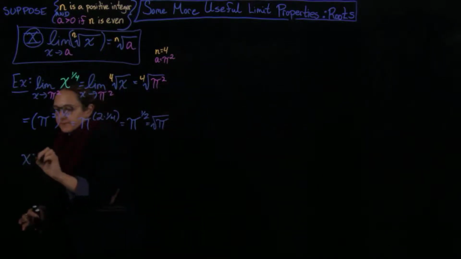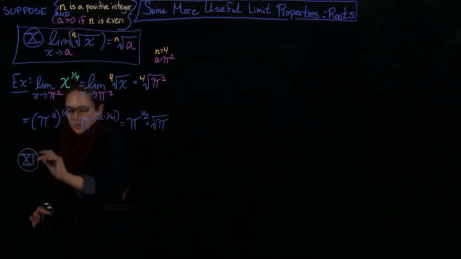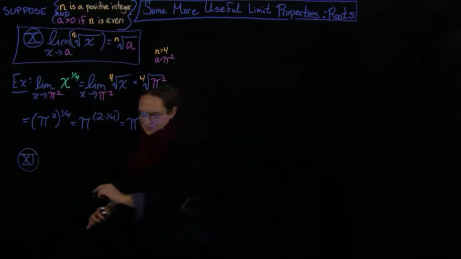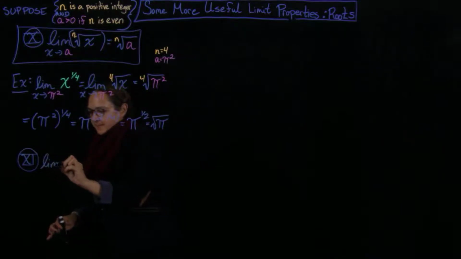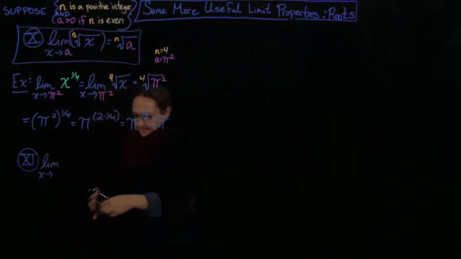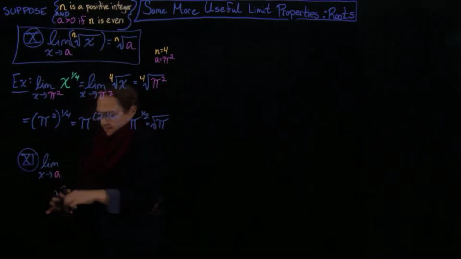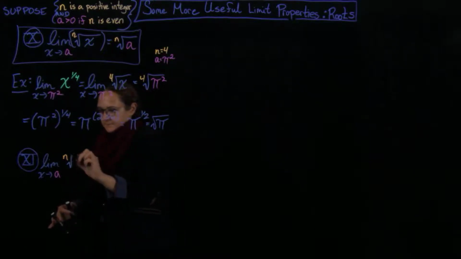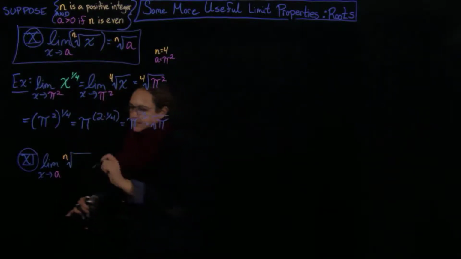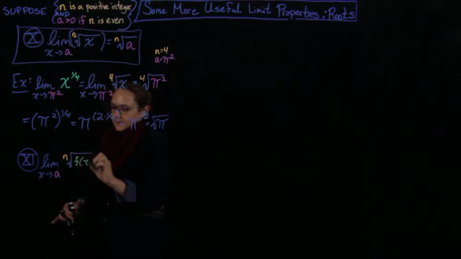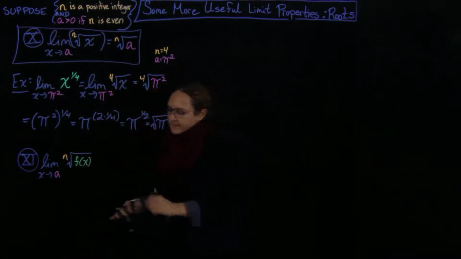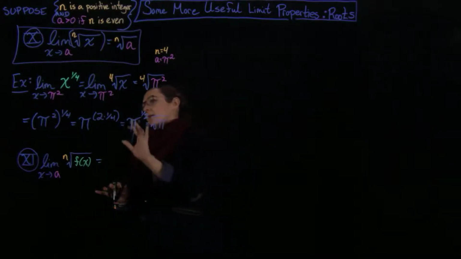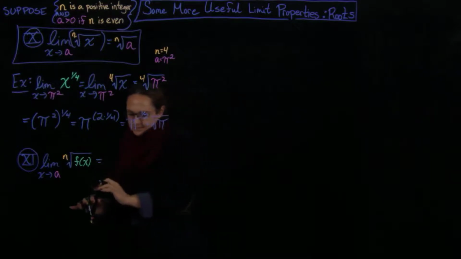So we have this is property 11, which is going to be that this is going to work for more general functions. Okay, so we have the limit as x approaches a of the nth root of f of x. And this is going to equal, well, it is a generalization of that, but let's just go ahead and write it.